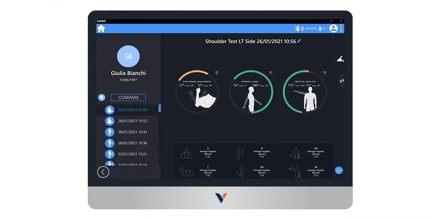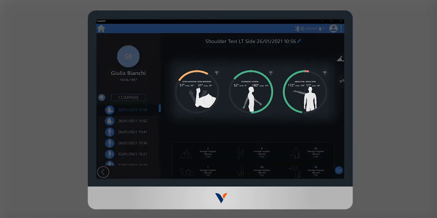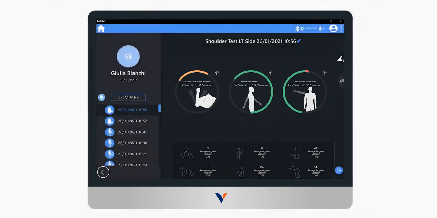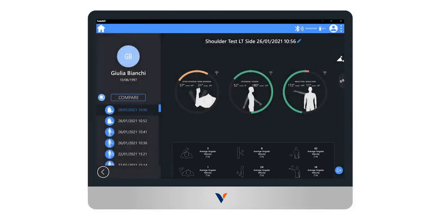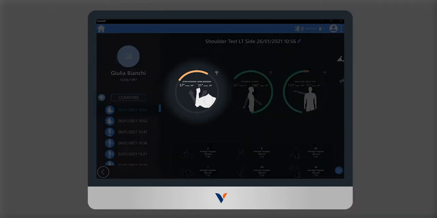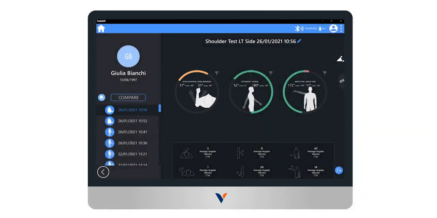The shoulder test report shows us specifically the range of motion of the joint in different directions of movement and the relative speed of movement. In the upper row, we can see 3 rings that indicate the amplitude of the movement, while in the lower box, we have information relating to the speed of movement.